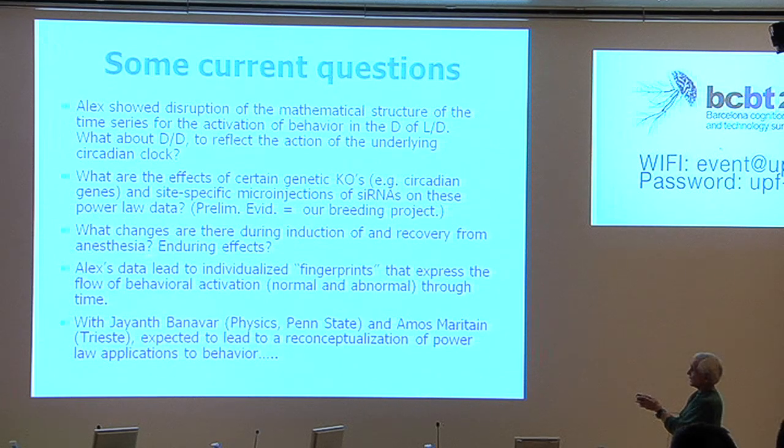Obviously, we're interested in anesthesia. That's what we're doing right now. Also, another thing that I'm going to show you that we're in the middle of now is generating dynamic fingerprints of behavior, which you could do for any animal. We happen to do it for mice. And then, as I've said, Jayant and Amos, with that mathematical derivation, led to a reconceptualization of power law applications to behavior, which may or may not be interesting.